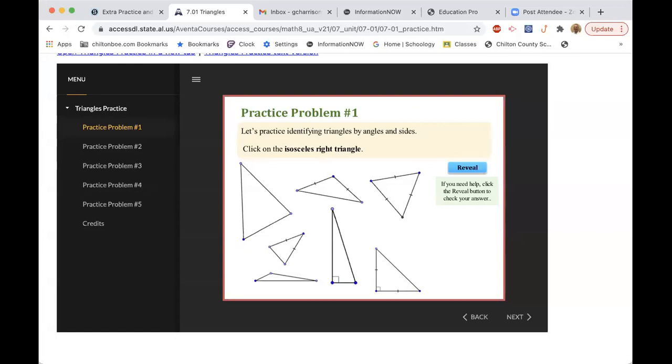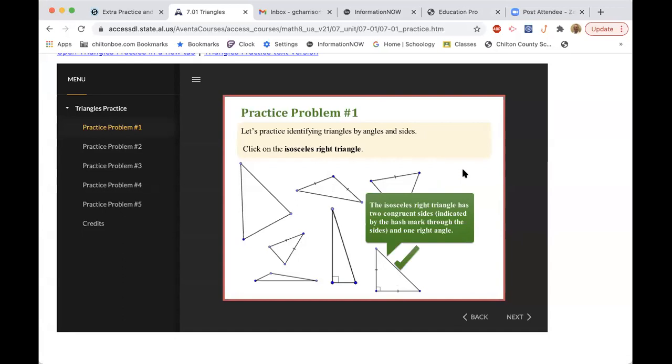You still don't need to write anything, but look at all these triangles and pick out which one you think is an isosceles right triangle. Isosceles means 2 sides are the same, so that's isosceles, and this is isosceles, but this is the only one that has a right angle. So this should be your answer. Isosceles right triangle.